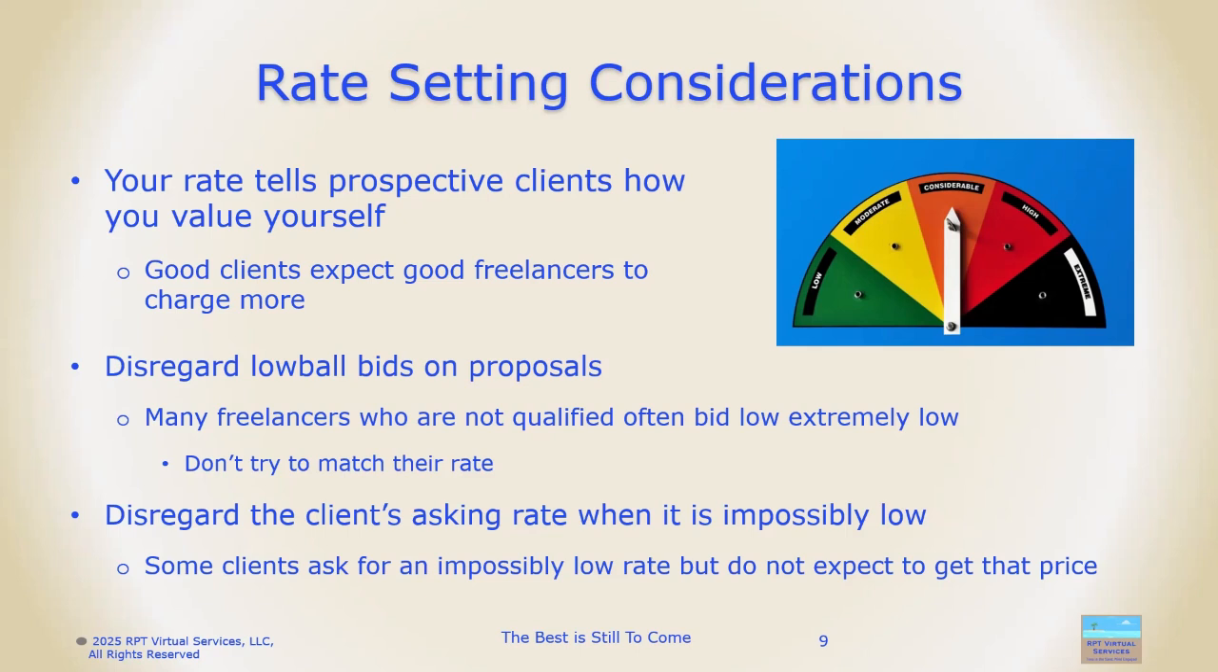So you want to look for good clients that will pay a reasonable rate. You should also disregard the client's asking rate when it's impossibly low. If it seems reasonable, use it as a starting point. But a lot of times clients just put a placeholder in. I've seen a fixed price for $100 for a job that takes 500 hours to do. Well, obviously, nobody who's realistic is going to bid that low. So think about it before you bid and don't just bid whatever the client is asking.